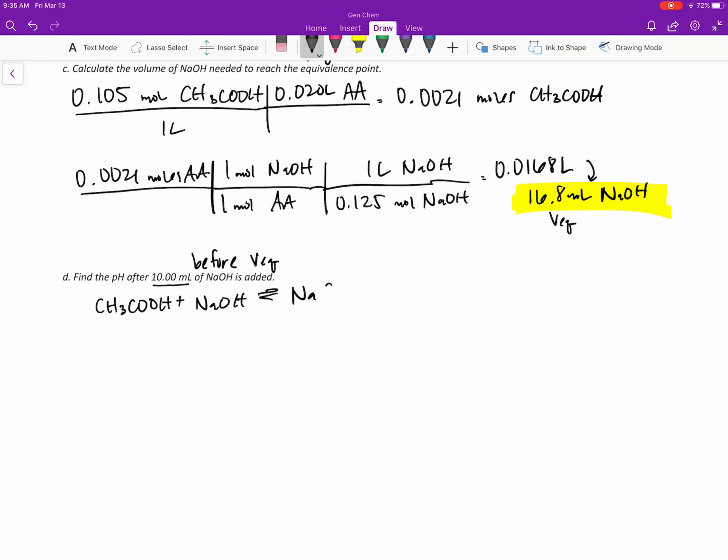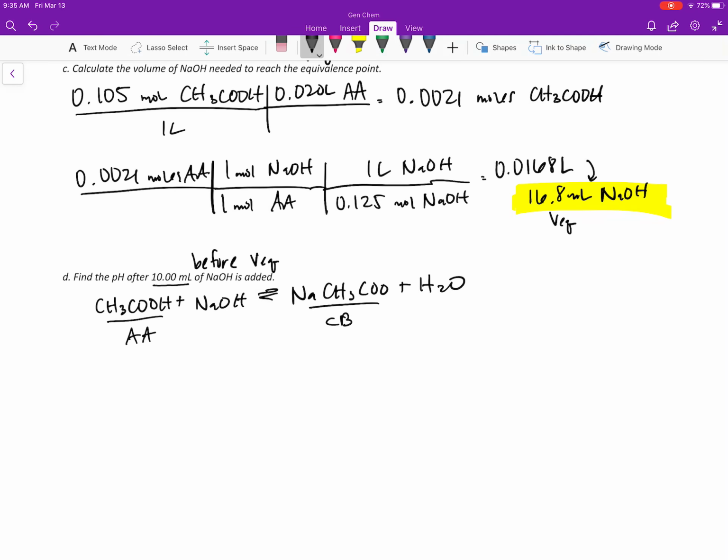Okay, so it's a buffer. It's the acetic acid, which is weak, and the conjugate base, which is the salt of my weak acid. Oh, this should say weak acid. So it's a buffer problem, which means Henderson-Hasselbalch. But the problem is I need to know what my A minus and HA values are.